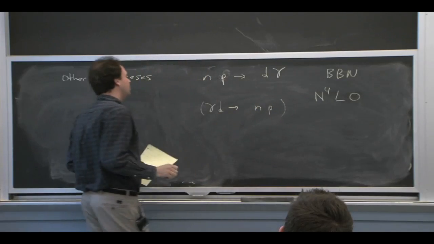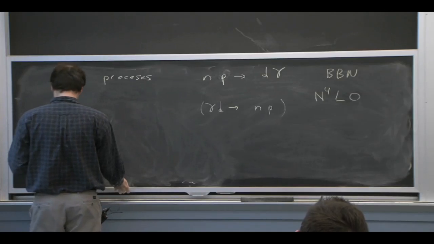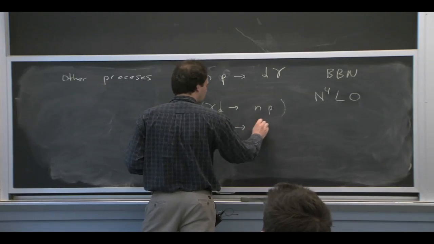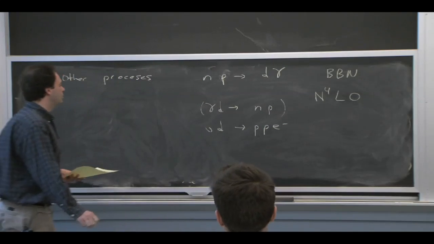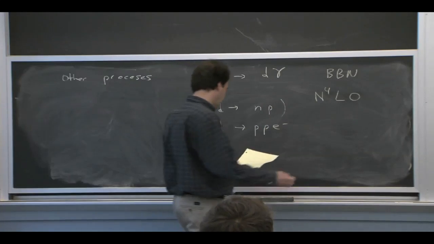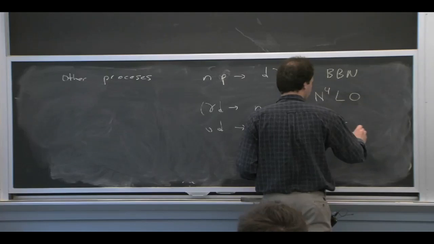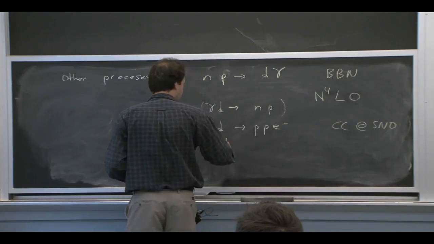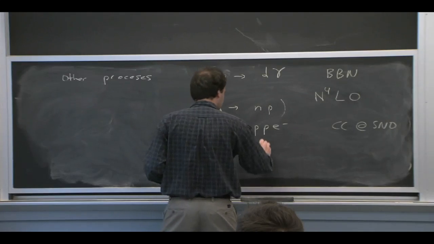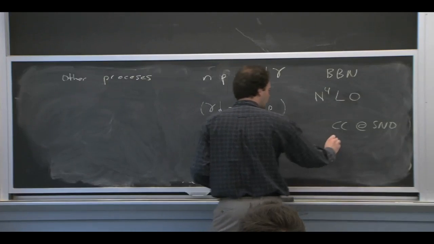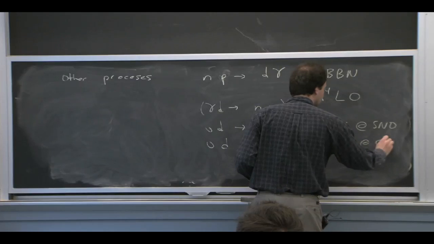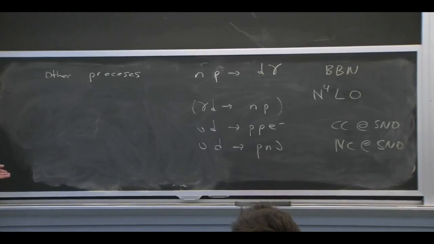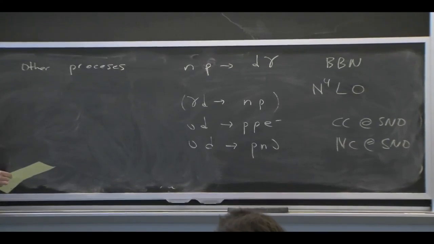You could reverse it, talk about deuteron breakup. You could do processes with neutrinos on deuterons. So you could have neutrino-deuteron scattering to proton-proton e minus, which is the charged current process at SNO, or the neutral current process at SNO. All these things are within the realm of things that you can talk about in this effective field theory. So it has some uses.